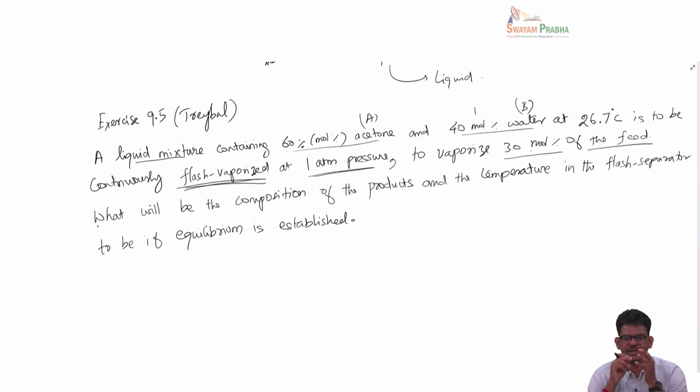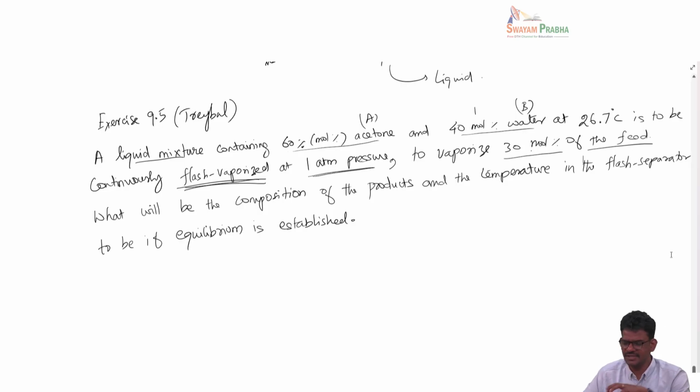So, we have to find two things. One is the composition of the products. Here the products are vapor and liquid. What are the compositions? And what would be the temperature of this mixture if the two outgoing streams are at equilibrium? That is the question to answer.